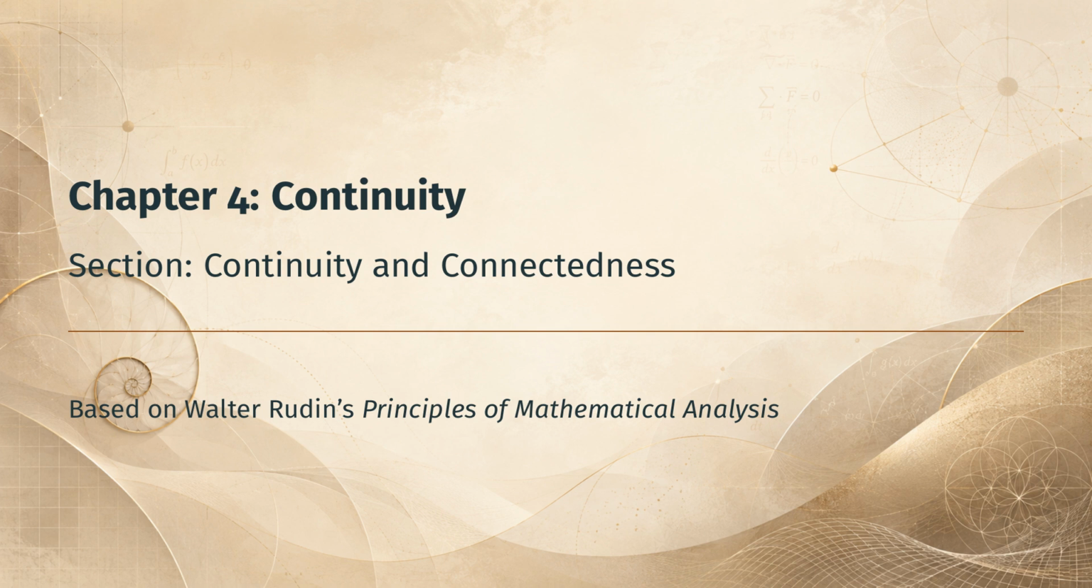Welcome back to Chapter 4 of Principles of Mathematical Analysis. In the last section, we paired continuity with compactness and found that continuous maps preserve compact sets. In this section, we tell the matching story for connectedness. The headline result is just as clean. A continuous function sends connected sets to connected sets.